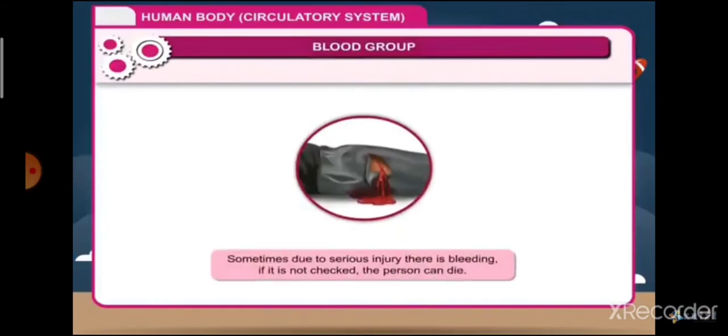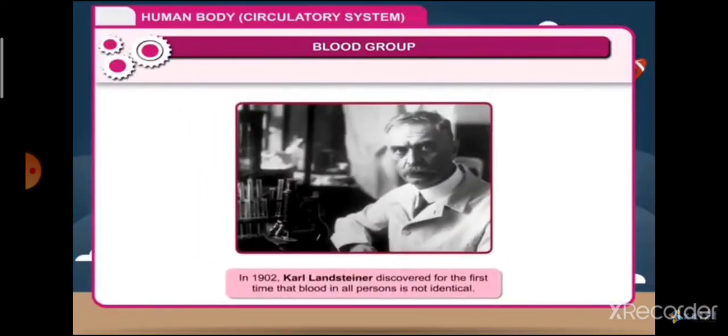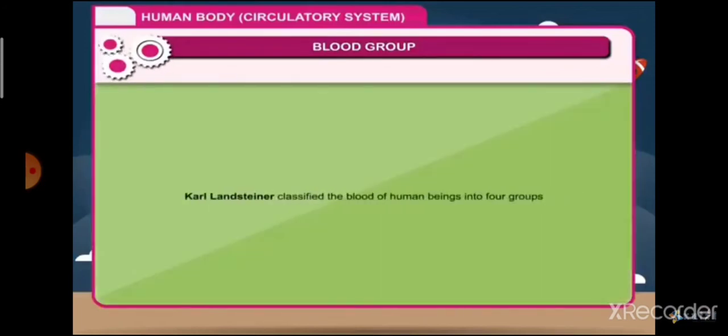Sometimes, due to serious injury, there is bleeding. If it is not checked, the person can die. In such cases, the victim requires blood from another person. In 1902, Karl Landsteiner discovered for the first time that blood in all persons is not identical. It is essential that the blood of the donor should be identical to the receiver. Otherwise, the blood of the donor becomes clumped in the RBCs of the receiver. This is called clumping and the patient will die.